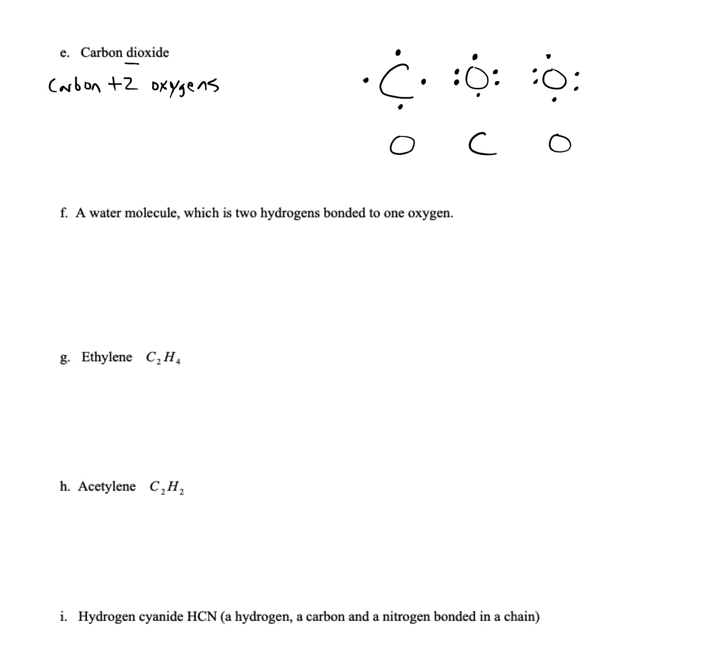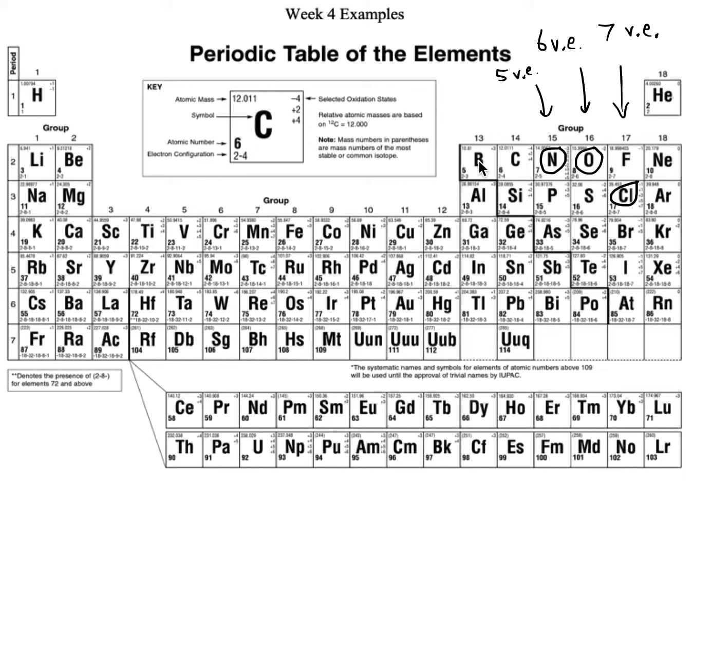How do I know carbon has 4? Because it is in this column. That is the column that has 4 valence electrons.